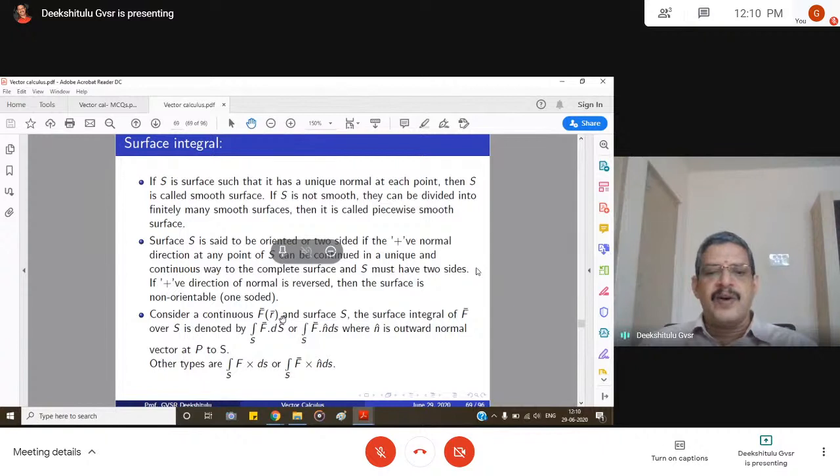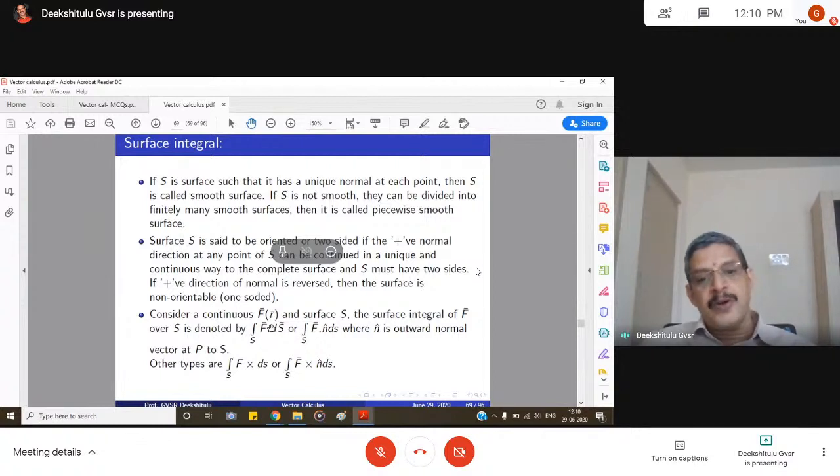Consider a continuous function f bar of R and a surface S. The surface integral of f bar over S is defined by the integral over S of f dot ds, or f dot n ds. So there are two representations in the problems. Be very careful. The first is f dot ds bar.